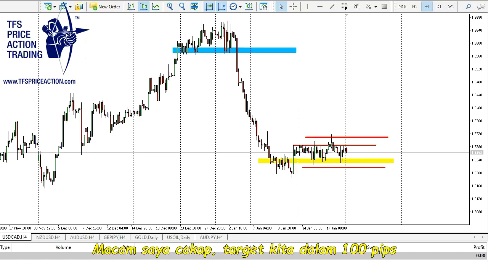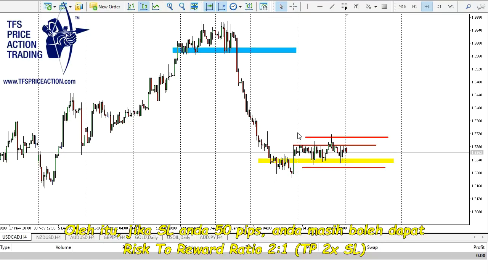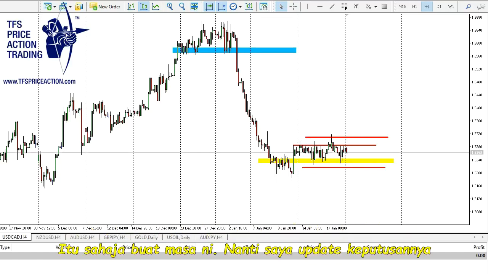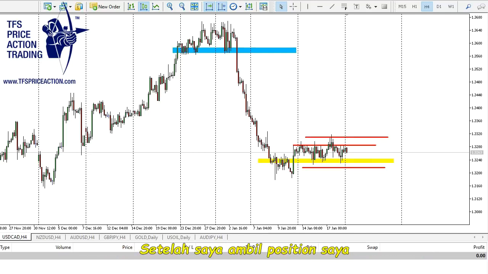And like I said, the target is around 100 pips. So if you are risking 50 pips, you still get a risk to reward ratio of 2/1. So that's it for now. I'm going to update you the result later once I've taken my position. For now, I'm still monitoring.